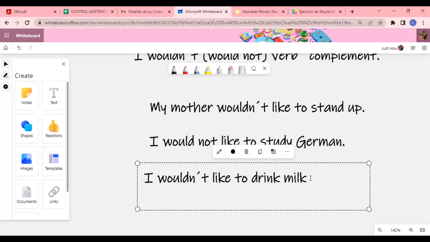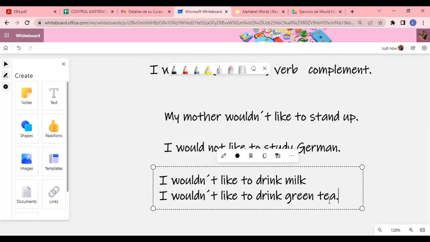Tell me, Miss. I wouldn't like to drink tea. I'm sorry, one more time. I would like to drink green tea. Ah, green tea, okay. But green tea is very good, Miss. Yeah, very good idea.